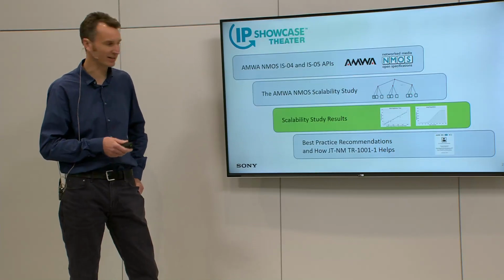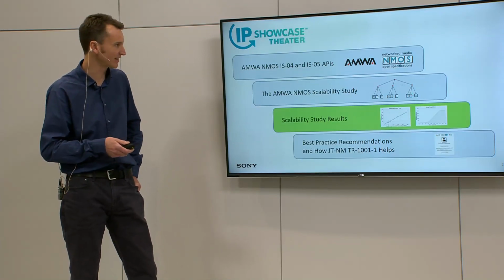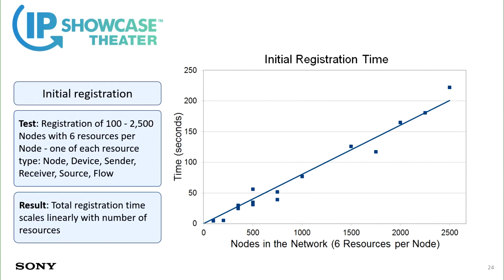So now to actually look at some of those graphs, let's look at the scalability study results. So the first test we did was an initial registration test. So taking anything from 100 up to 2,500 nodes on our network, with each node having 6 resources. So it's got the top level node resource, but each node also has one of each of the other resource types, the device, sender, receiver, source, and flows that I talked about earlier. How long does it take for all of those to register with the registry over the network?